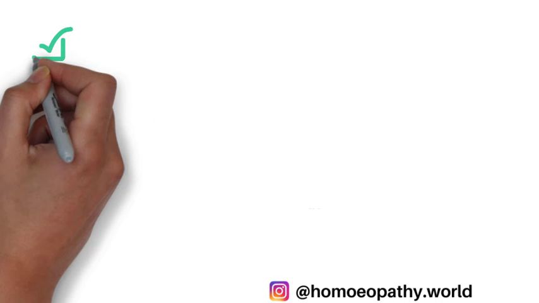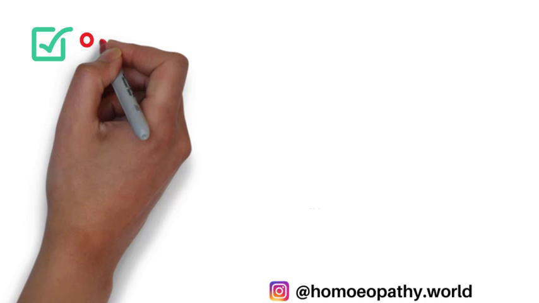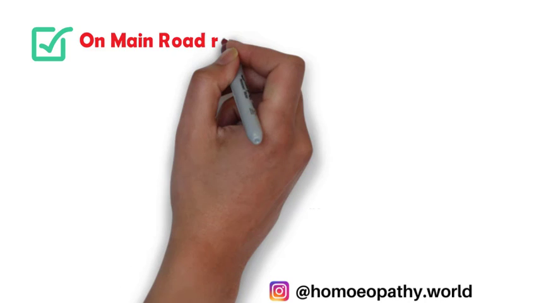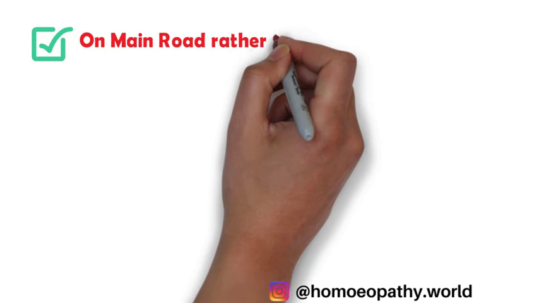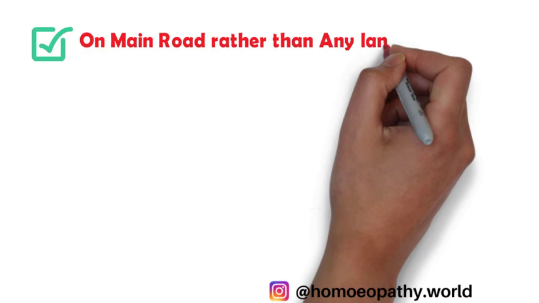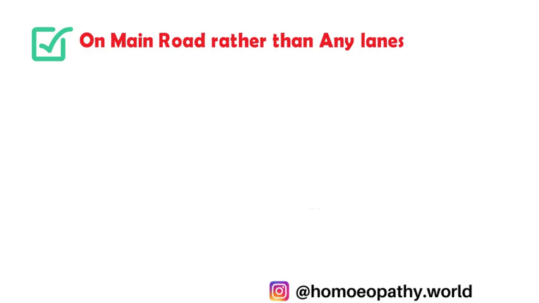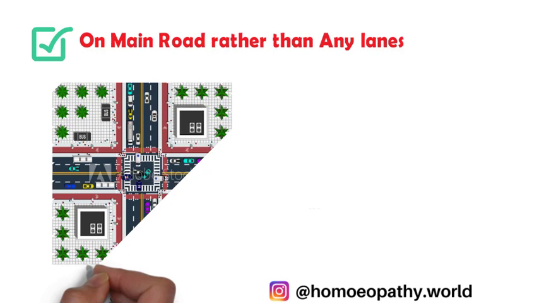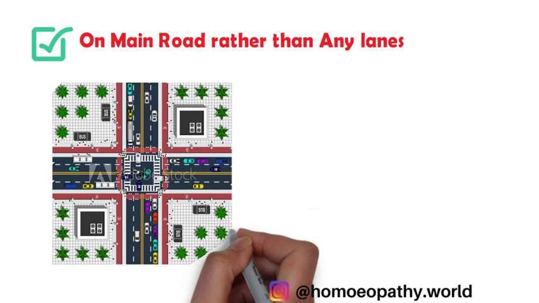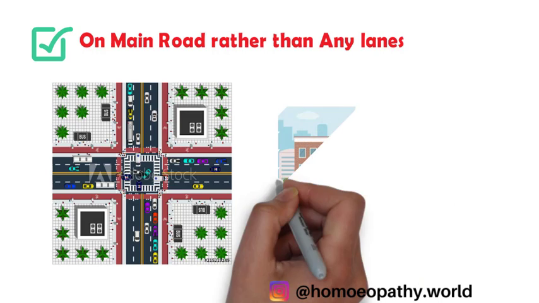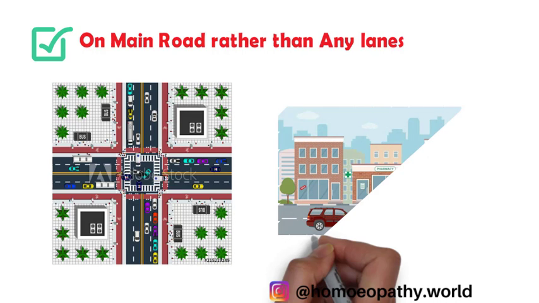Always look for clinic places which are on the road rather than somewhere in the inside lanes. There is always a place which is on the main road, and then there is a place which is in a lane inside the main road. So even if it is a little bit expensive on the road, you should always go for a clinic which is situated on the main road or in a chowk or some place where it is more visible, because visibility is the key for the initial years of your practice.